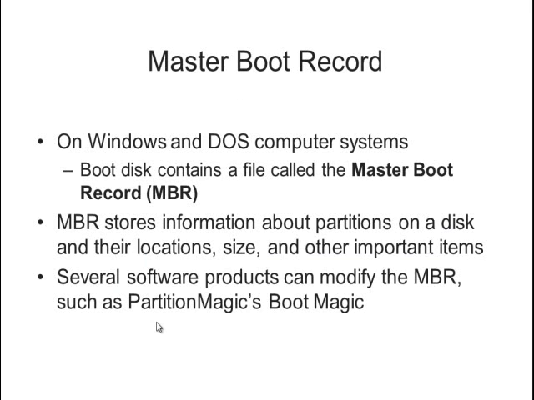The master boot record. On Windows and DOS computer systems, the boot disk contains a file called the master boot record, or MBR, which stores information about partitions on a disk and their location, size, and other important items. Several software products can modify the master boot record, such as Partition Magic's Boot Magic.